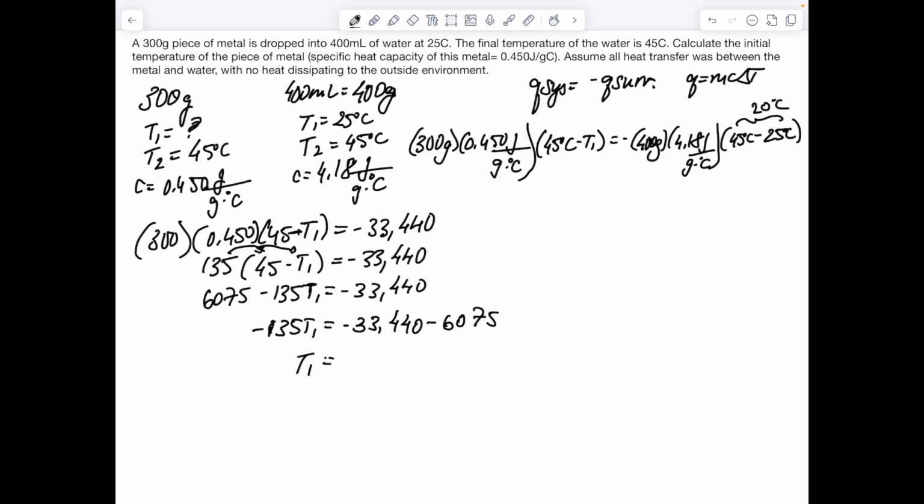Isolate for T1. This is going to be T1. So negative 33,440 minus 6,075. That is going to be negative 39,515 divided by negative 135. We have two negatives here, so they're going to cross out. So our final answer is going to be a positive value. T1 is 292.7 degrees Celsius. And so that's how we solve this problem here.